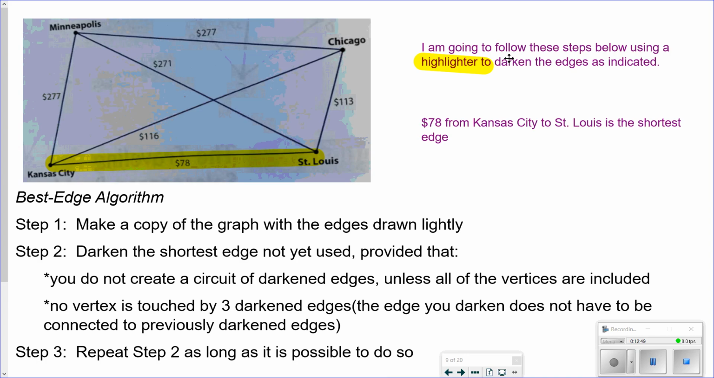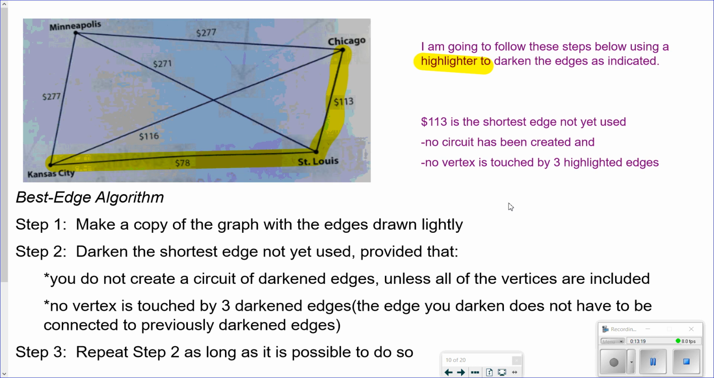So what I just said is I'm going to highlight instead of darken the edges. And what I'm doing is starting with the shortest edge. So 78 is the smallest value edge here, smallest weight. So I'm just going to highlight from Kansas City to St. Louis. So that's starting with the smallest edge. Okay, then after that one, so now I'm looking for the next shortest edge, which is 113.